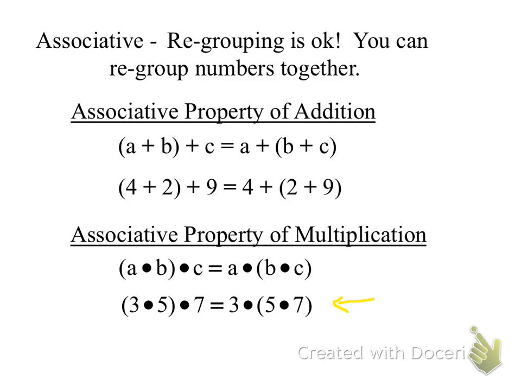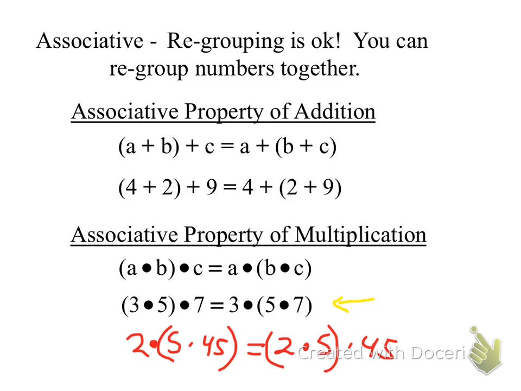If I have 2 times 5 times 45 is equal to, same order, but I'm grouping this way. 10 times 45 is easier to do than 5 times 45. 5 times 45 I can't do in my head. 2 times 5 is 10. 10 times 45 is 450. I can do that in my head.